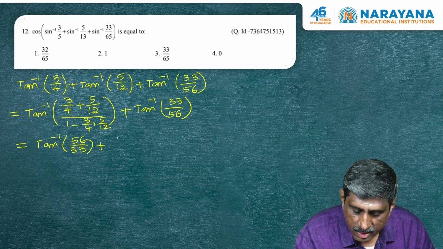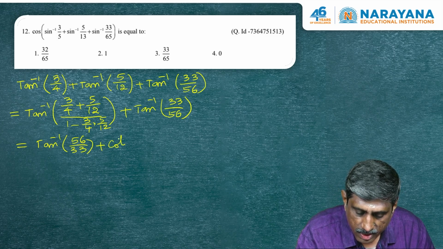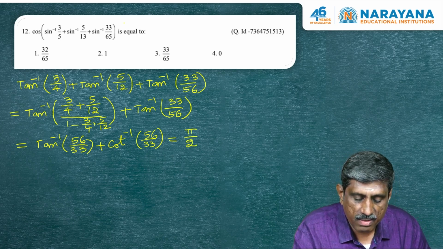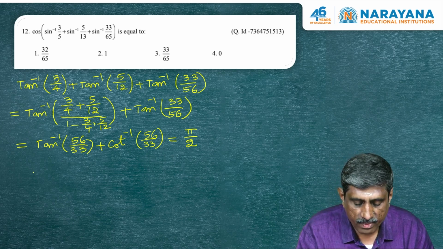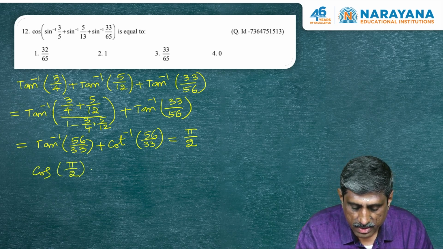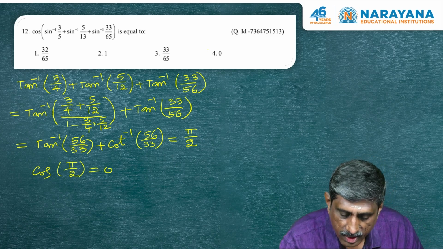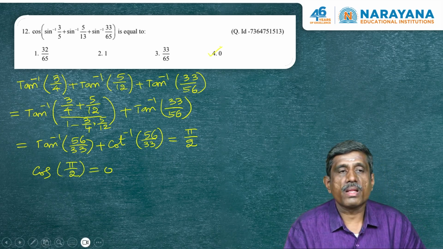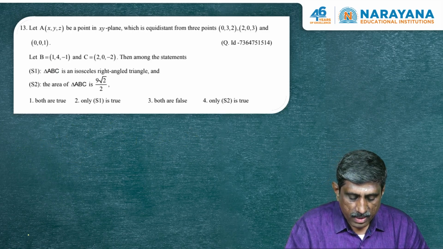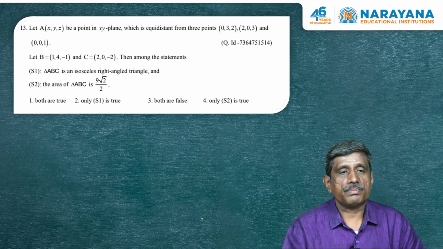Tan inverse of 33 by 56 is going to become cot inverse of 56 divided by 33. So, tan inverse of x plus cot inverse of x is going to become pi by 2. So, the expression value inside the bracket is pi by 2. Therefore, the required answer is cos pi by 2, which is 0. So, the answer for this question is 0. That is the 12th question. Now, let us move on to the 13th question.